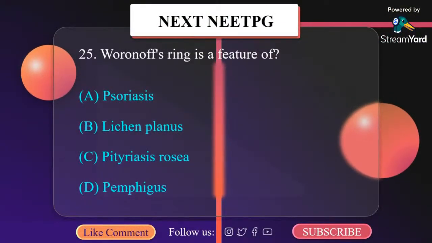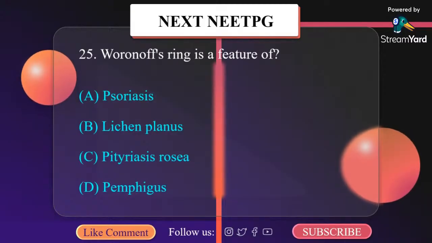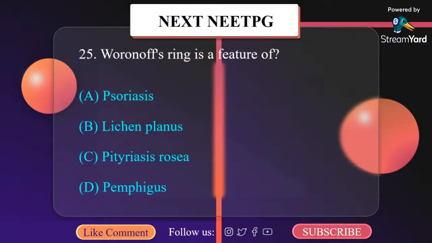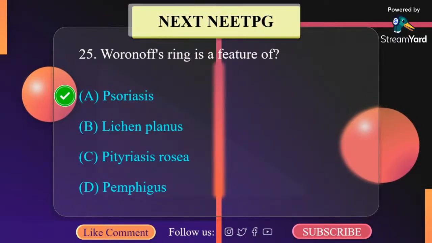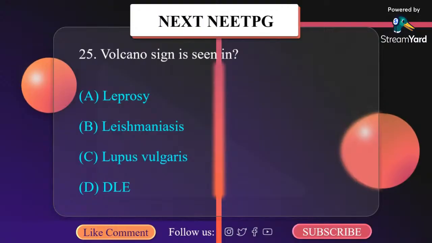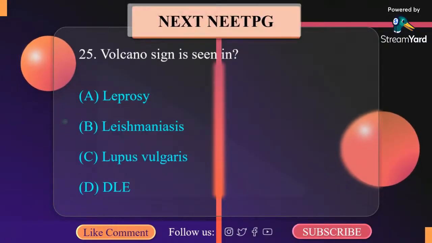Woronoff ring is a feature of: A. Psoriasis. B. Lichen planus. C. Pityriasis rosea. D. Pemphigus. It is psoriasis. Volcano sign is seen in: A. Leprosy. B. Leishmaniasis. C. Lupus vulgaris. It is seen in leishmaniasis.